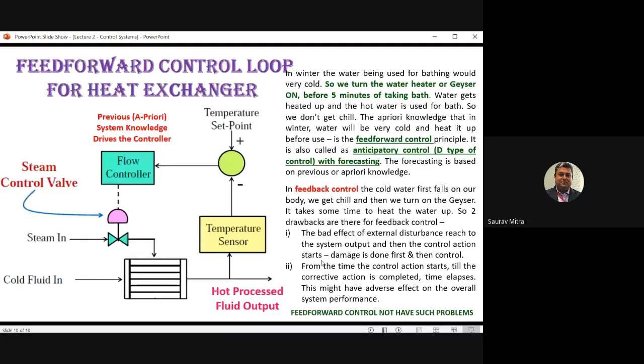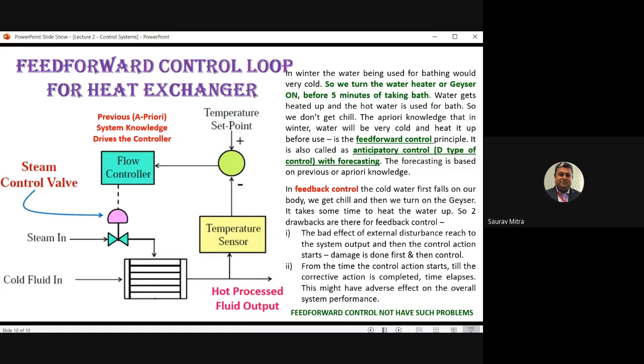The second drawback of feedback control: when the control action starts, the student has failed, and after that 6 months go by, so there is some time lapse. The control action keeps going and going, and after 6 months he passes. So from the time the control action starts till the corrective action is completed, some time elapses, and that time elapse might have an adverse effect on the whole process. Feedback control does not have such problems.